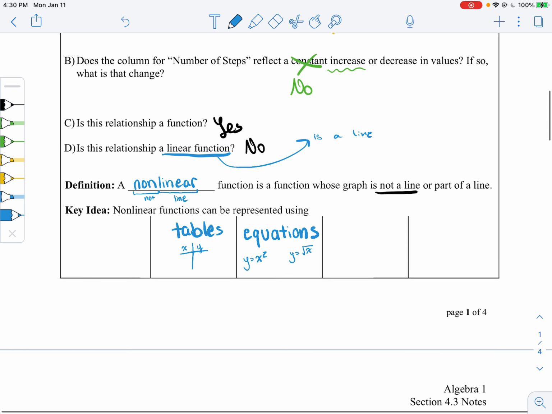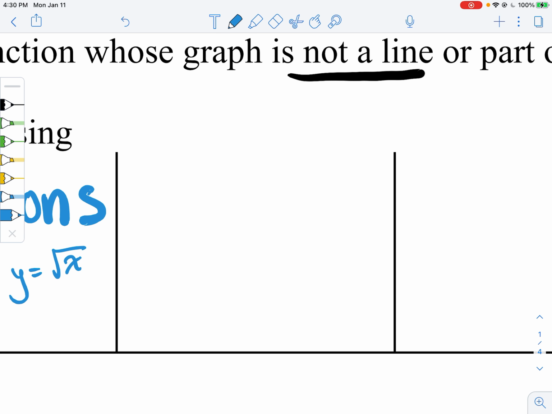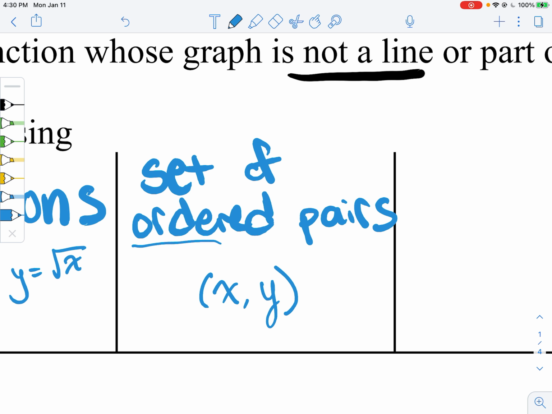So we have words, tables, equations. You can also represent functions as a list or a set of ordered pairs. Now we call them ordered pairs because the order matters. They're always going to be an x value followed by a y value. You keep them the same so we know what you're talking about. Ordered pair because order matters.